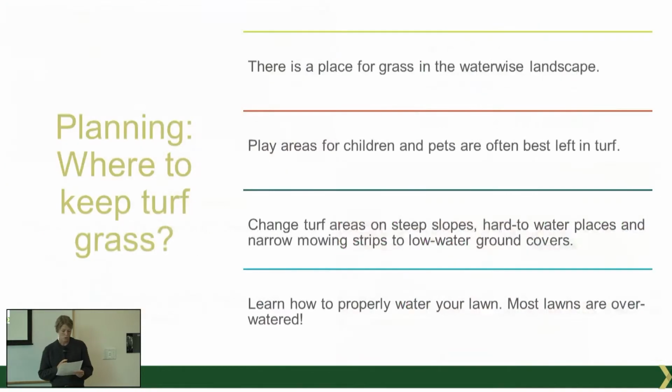There is a place for grass in a water-wise landscape. Lawns are very appealing and inviting. If you have children and pets, you're going to want lawn. A couple of things to keep in mind: you can limit the turf grass to a manageable size and maybe a specific area, and avoid planting grass on steep slopes or areas that are hard to water. In those areas, you might consider a drought-tolerant ground cover that will take off on its own and take care of those areas.